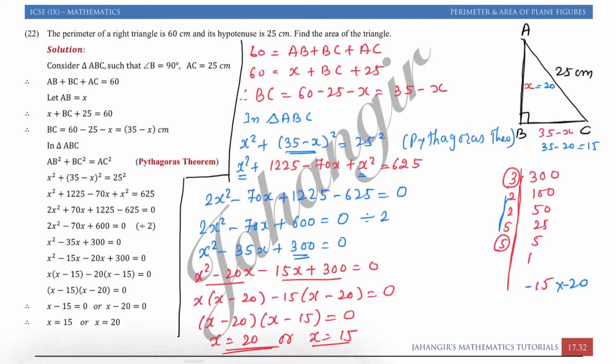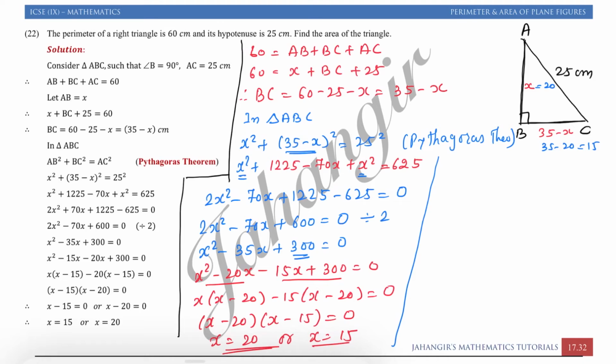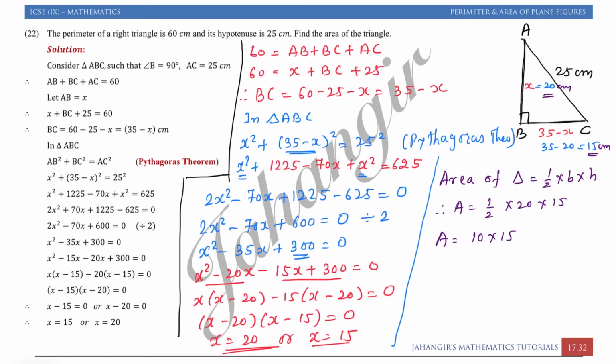So now we have to find the area of the triangle. So we will write area of triangle is equal to half into base into height. If AB is 20, then BC is 15 centimeter. Area of triangle is equal to half into base into height. So therefore area of triangle is equal to half into base, which is 20, into height, which is 15. So therefore area is equal to 10 into 15, which is equal to 150 centimeter square.